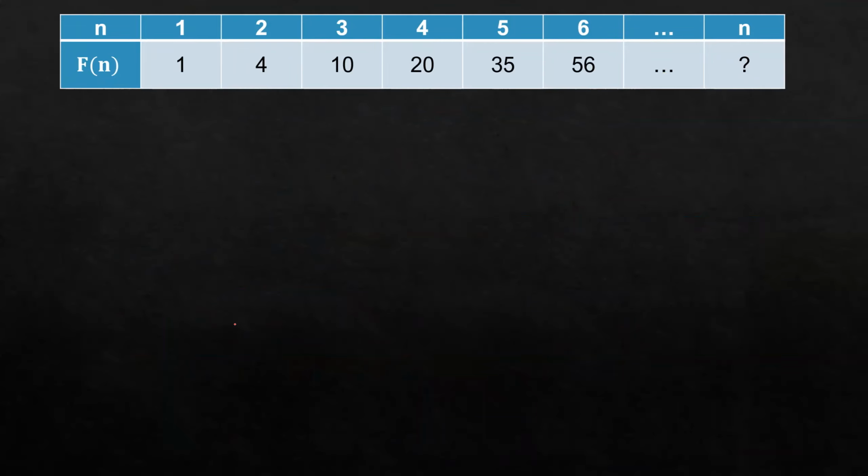Okay, so go ahead and take the differences. So the first difference is 3, 6, 20 minus 10 is 10, 35 minus 20 is 15, 56 minus 35 is 21. All right, so we're not there yet. It's not a constant yet. Let's go down to constant.